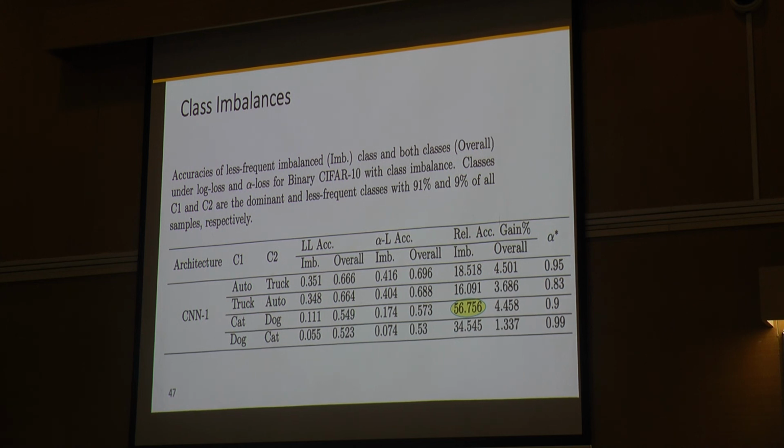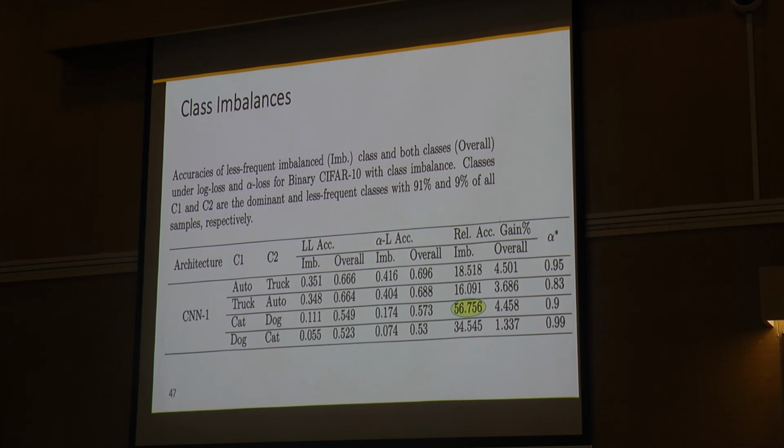And we did the same for auto and truck. Because these are very close to each other, you can actually make errors. And I really like the example with the cat and the dog. C1 is the dominant, and C2 is the less frequent class here, okay? It's 91.9%, okay, not 90.10. So you see the relative accuracy.